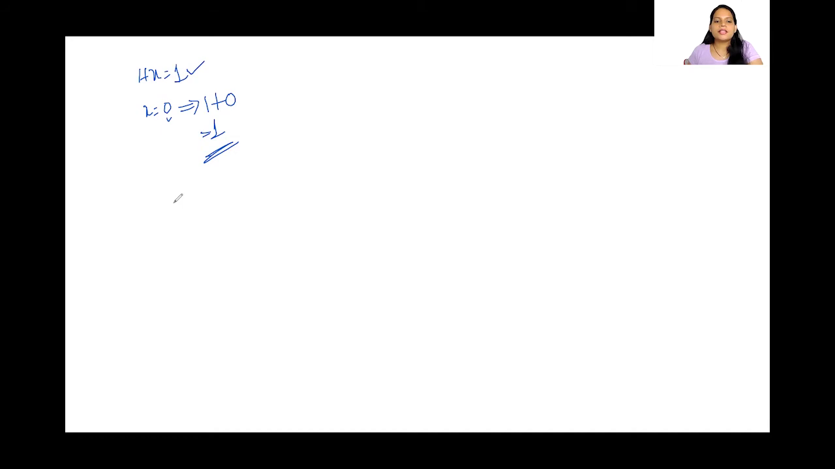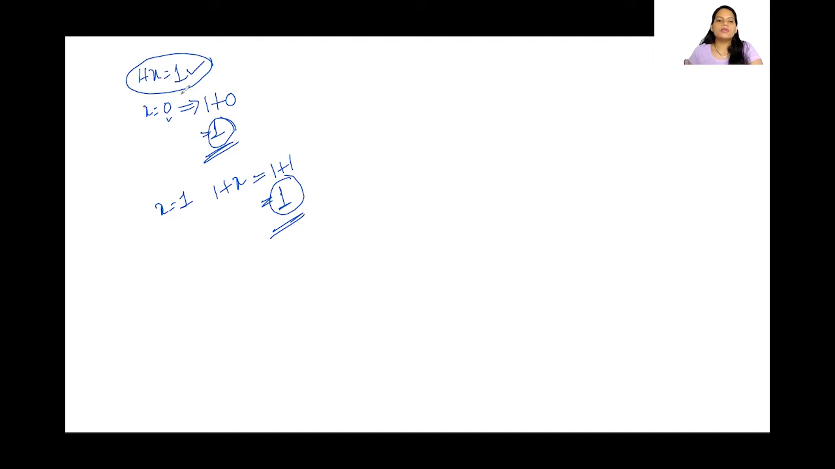Next, let me take x is equal to 1. Now, when I take x is equal to 1, 1 plus x becomes 1 plus 1. And 1 plus 1 is what? Is always 1, which is again 1. So, both the places I am getting 1. Hence, this is proved. I hope it is clear.